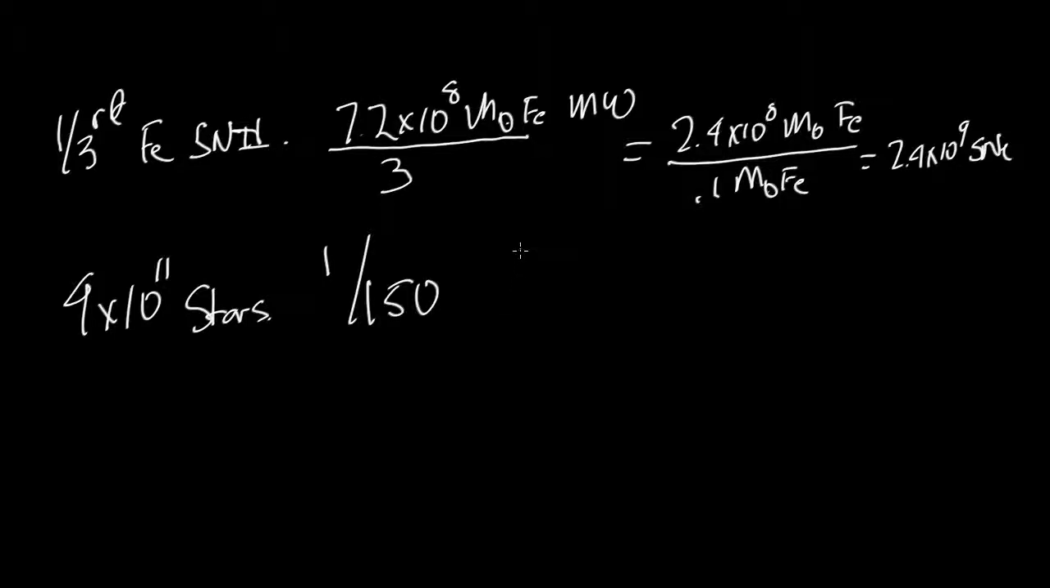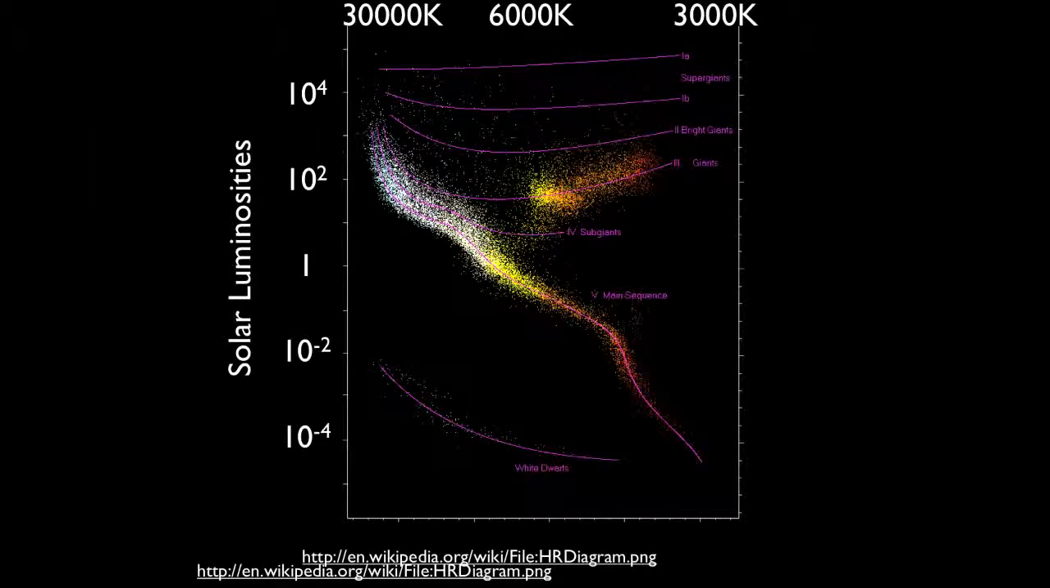And so we can ask ourselves, is that reasonable? Here is a Hertzsprung-Russell diagram, also known as an HR diagram, that shows where the stars in the universe, or at least the Milky Way, are. We can see the sun here is roughly where X marks the spot. It has 1 solar luminosity, and it's about 6,000 degrees in temperature.